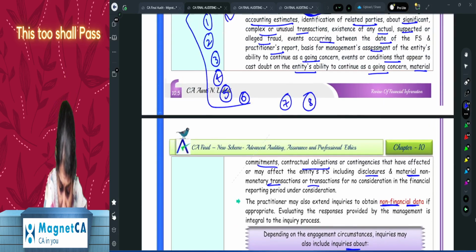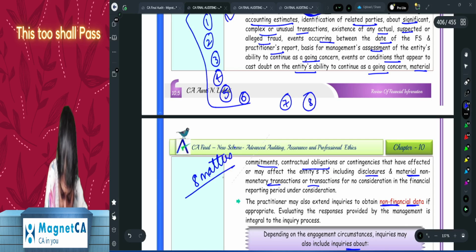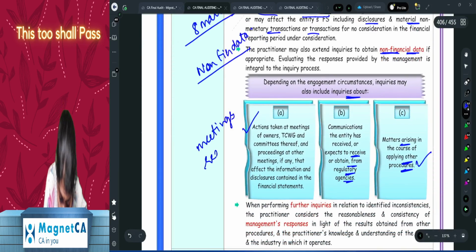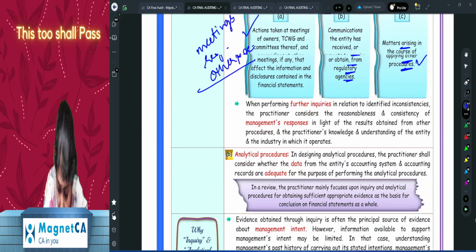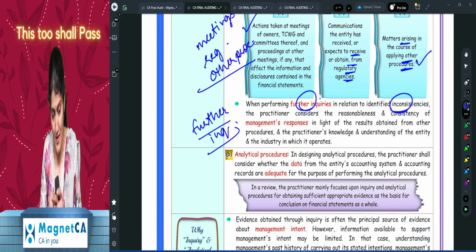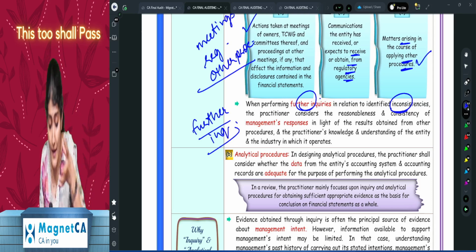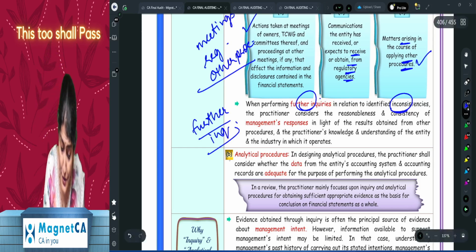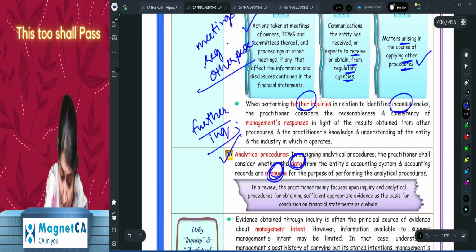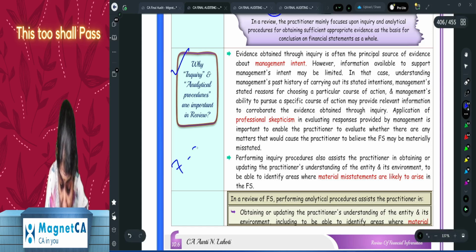Right? So first inquiry is regarding the 8 matters. Then after those 8 matters, next inquiry could be towards the non-financial data. Then third inquiry could be regarding the actions taken at the meetings, then also the communication from the regulatory agencies, and also the results of applying the other procedures. Okay, then if based on these inquiries I come to know about any inconsistency, it says now you need to do the further inquiries. Okay, so for that one inquiry, they can ask a 4-mark question in your exam. Right, so 8 inquiries, then non-financial data, then the meeting inquiry, and then the further inquiries. Then it says in addition to inquiry, what is the second procedure? Analytical, to check whether in analytical procedures, the data used for analytical is adequate? And now, I told you now why out of the 7, these 2 won the election.